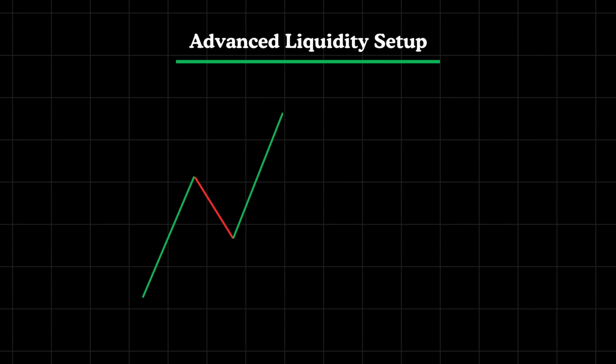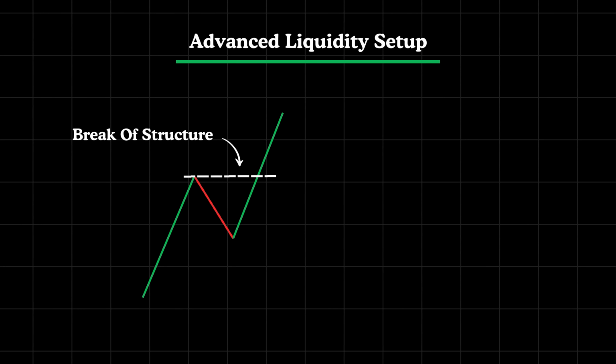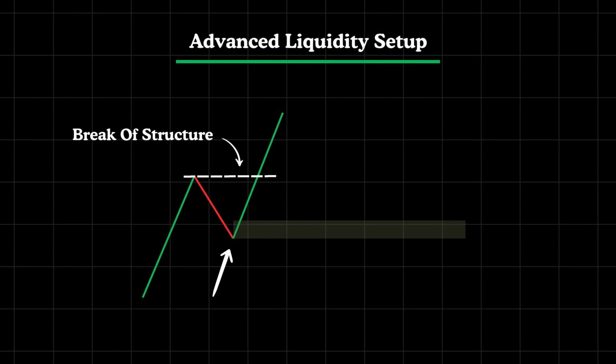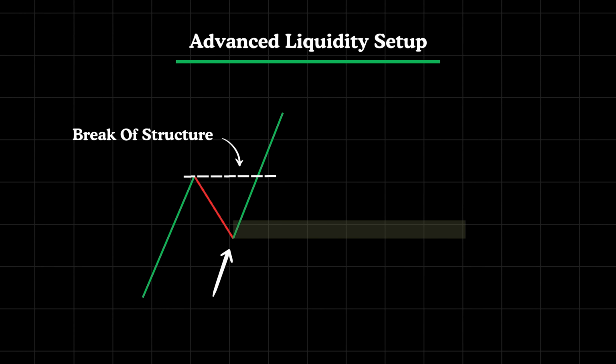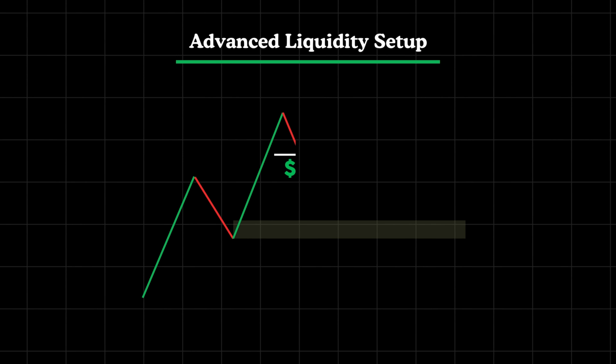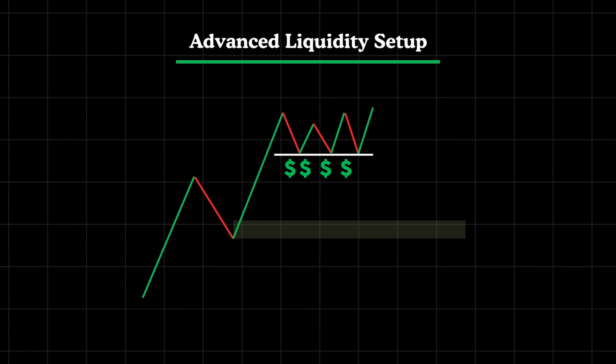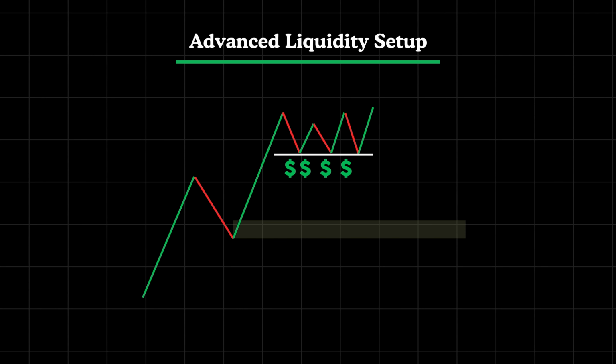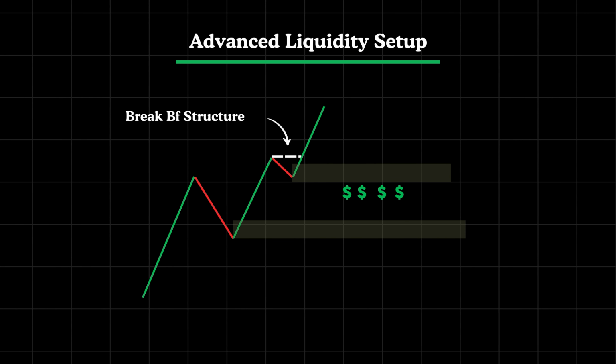Just like before, we begin by identifying a break of structure. This helps us mark our supply or demand zone by spotting the sharp move that caused the break. Now here's where it gets different. In the advanced setup, the liquidity level isn't just a clean double or triple bottom. Instead, it's formed by a second demand zone created from another break of structure.